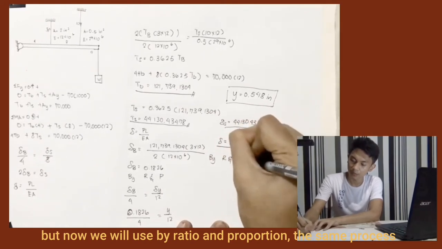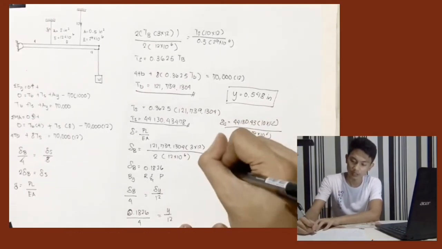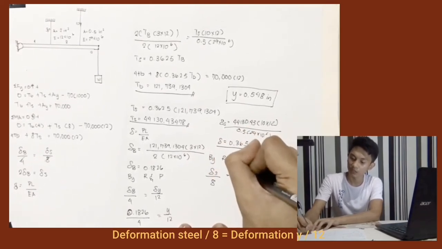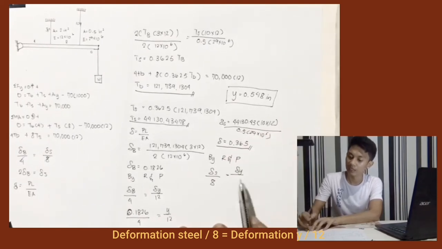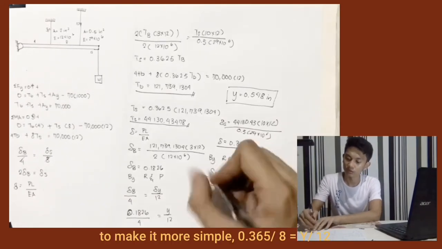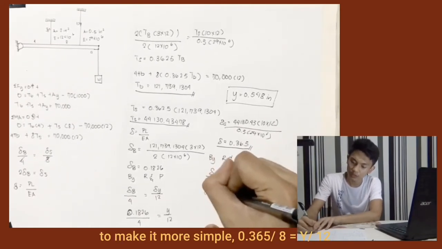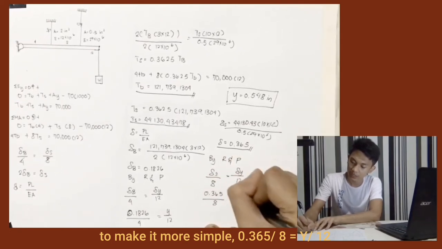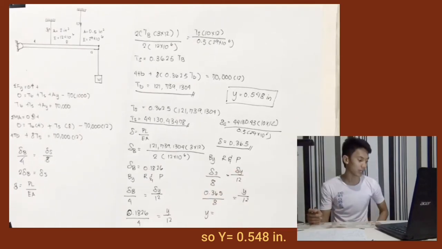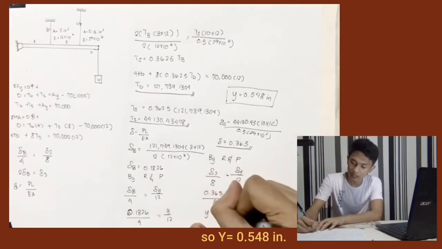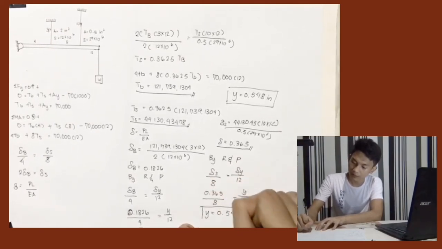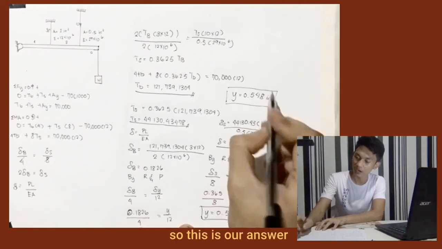Now we will use ratio and proportion, the same process. Use the steel deformation over its distance, 8, equals the deformation at Y over 12. So to make it simpler, 0.365 over 8 equals Y over 12. So Y is still, using our calculators, 0.548 inches. So this is our answer.